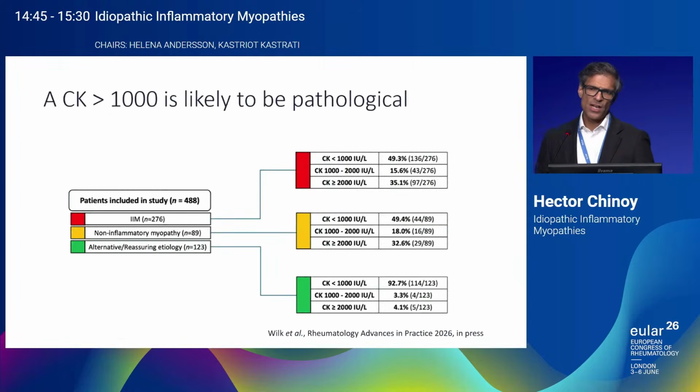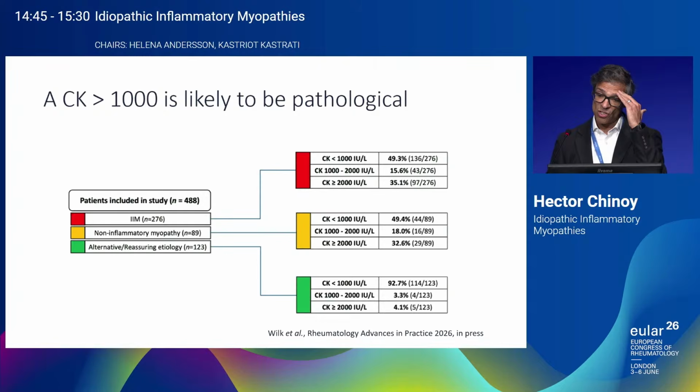So we did a QI project looking at our own data, and what we wanted to know was, when do we get excited? At what level of CK do we get excited? And is it likely to be a thing if the CK is only 400 or 500? We divided our patients according to whether they actually had IIM or whether they had a defined non-inflammatory myopathy or an alternative, reassuring etiology, which was not muscle in origin.